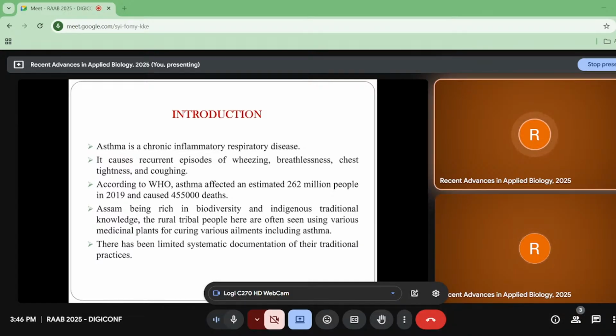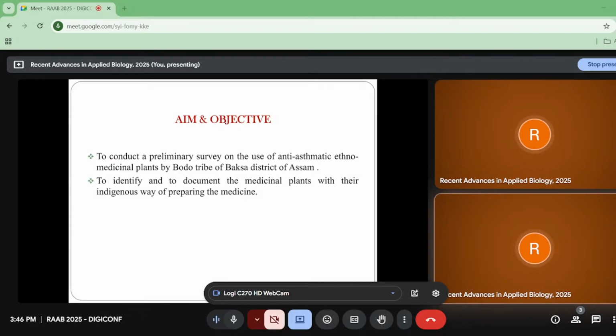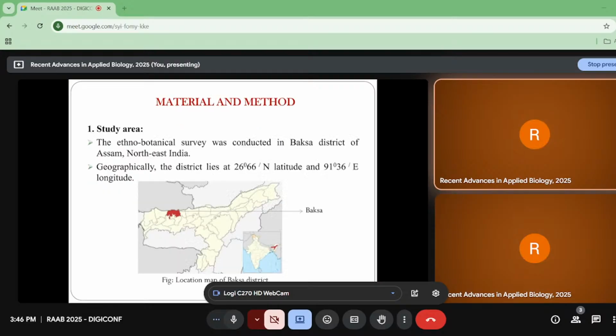So I would like to introduce this presentation here. My aim includes to conduct a preliminary survey on the use of anti-asthmatic ethnomedicinal plants by the Boro tribe of Baksa district, and to identify and document the medicinal plants with their indigenous way of preparing the medicine.